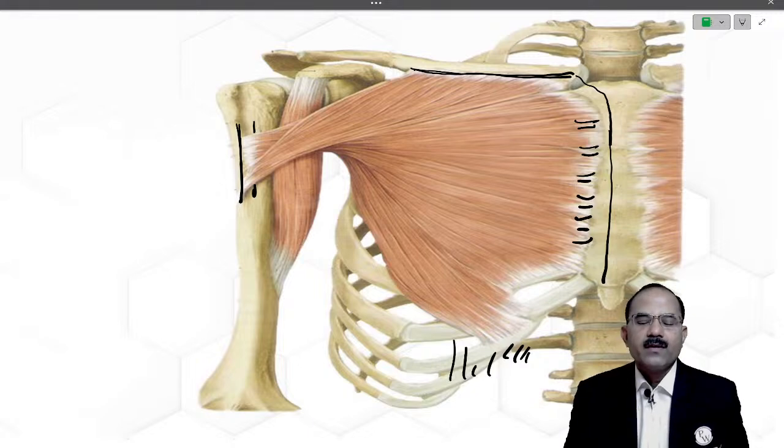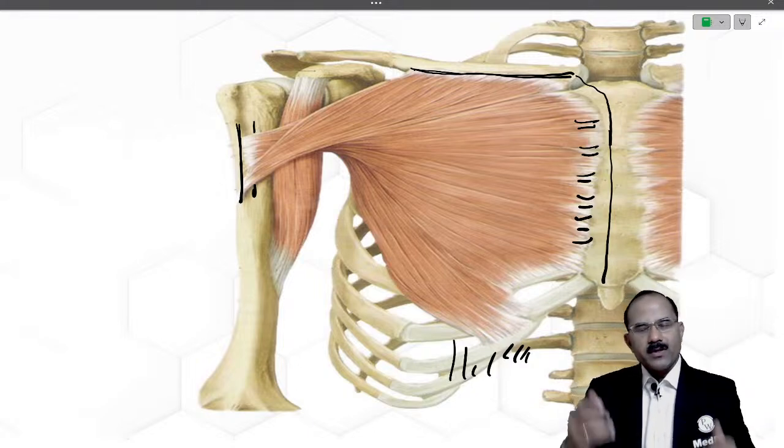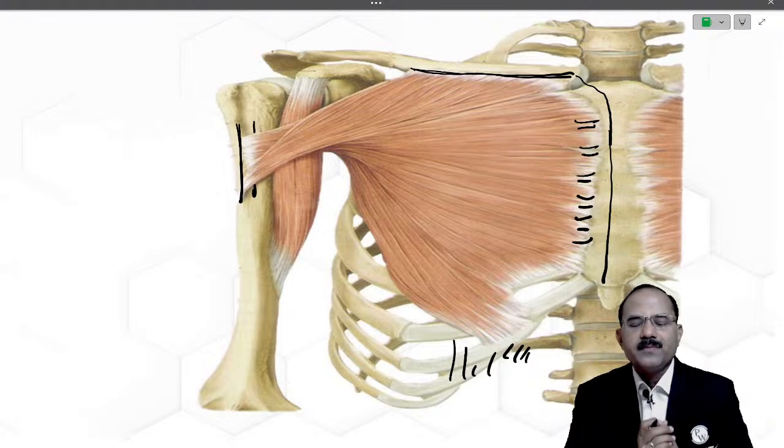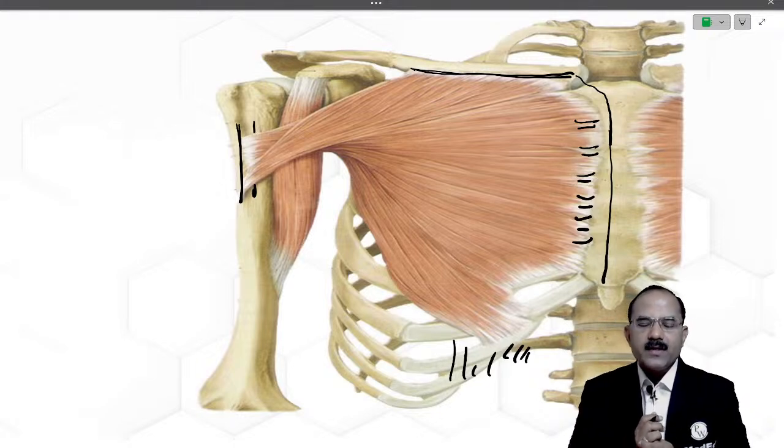Good evening, good evening. Hi Rishi. The muscle attached to the medial lip of the bicipital groove. Come on. Whatever you can, you please answer. So let it be an interactive session.